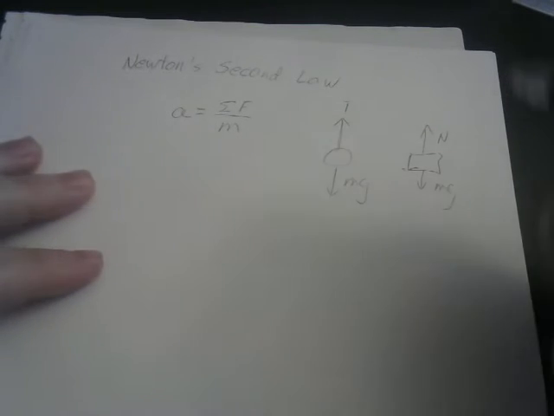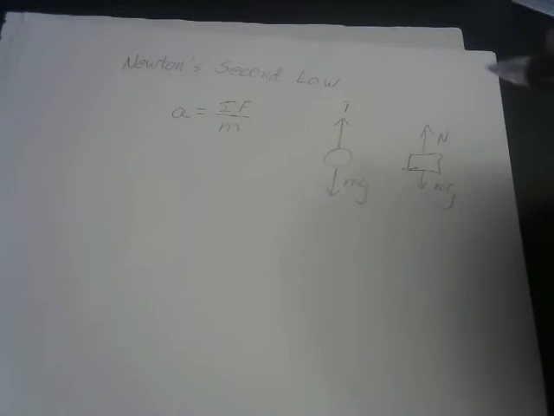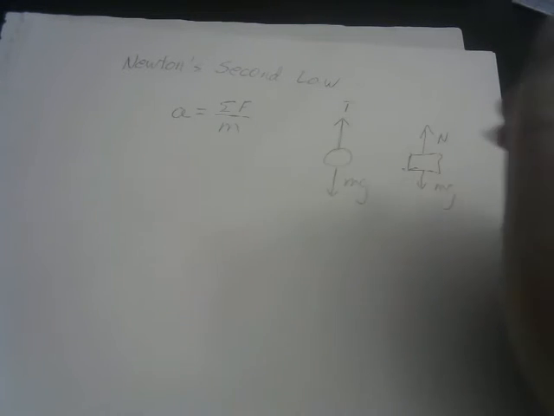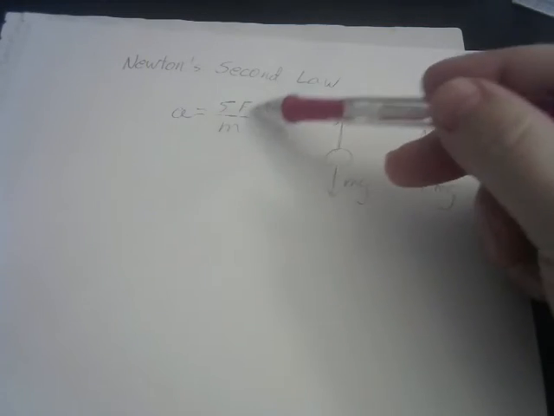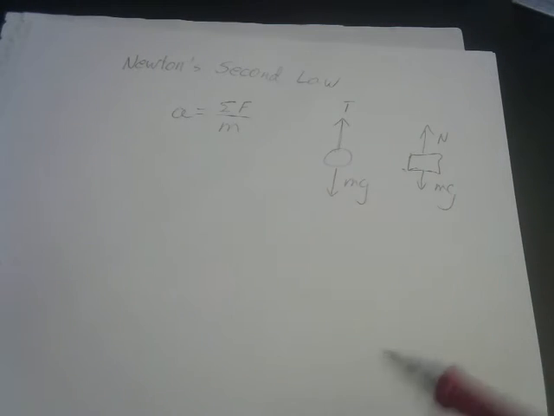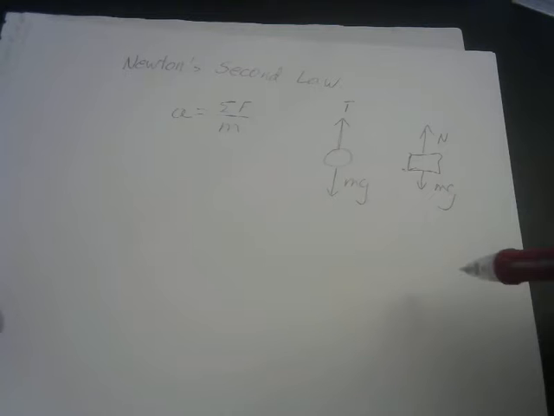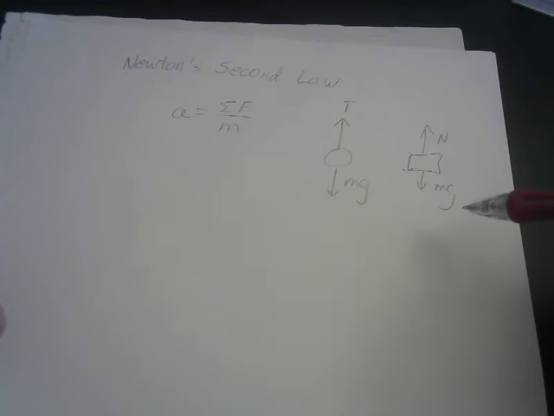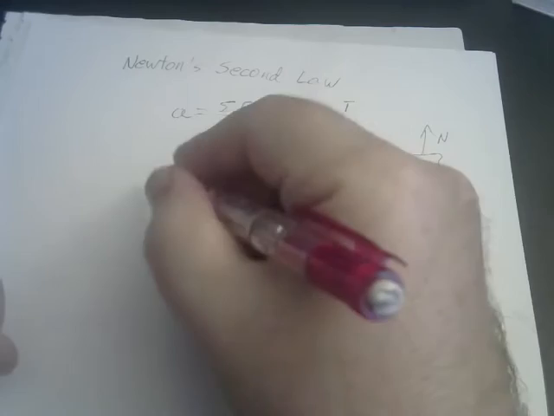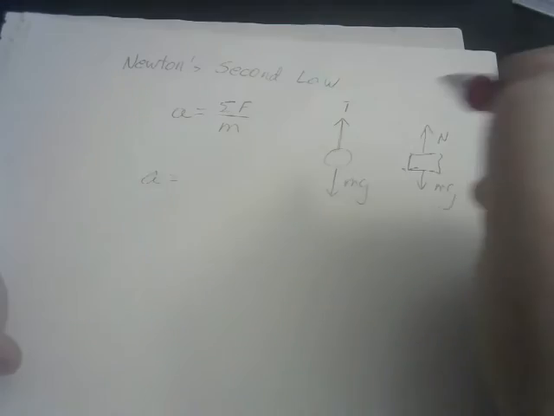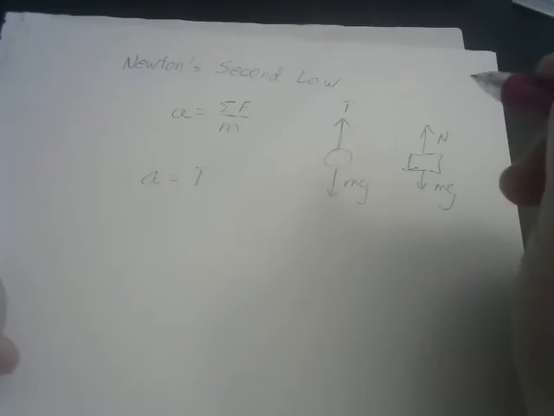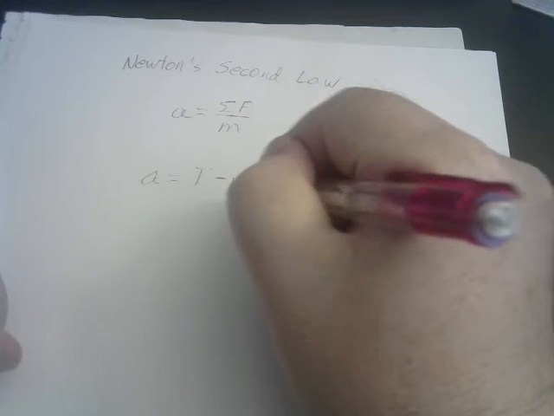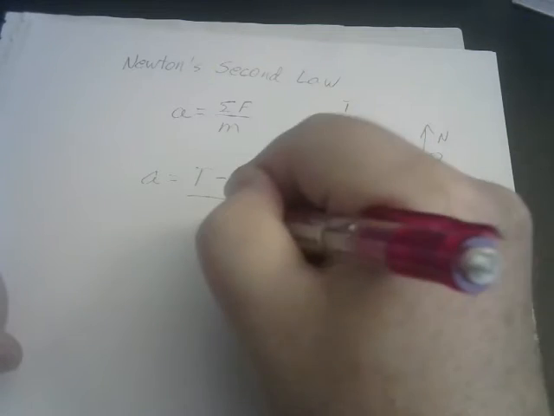In our class, we've discussed something that is called Newton's second law of motion. And Newton's second law can be summarized in a single equation: acceleration equals the net force divided by the mass. So in these two examples, we got a force diagram of an object with its weight pulling down on it and its tension pulling up on it. So we could write this as acceleration equals tension being in the positive direction minus mg over the mass.